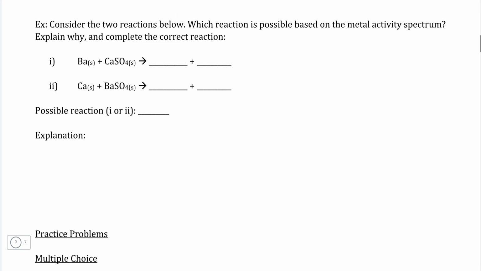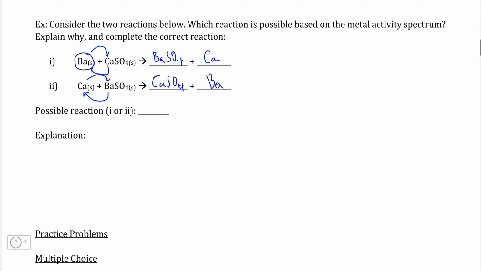So in terms of using the metal activity series, we can take a look at a practice problem here where we have two single displacement reactions where we have barium as an element which may or may not displace calcium in an ionic compound in order to give us barium sulfate and calcium metal, and the opposite reaction where calcium can possibly displace barium in order to give us calcium sulfate and barium metal.